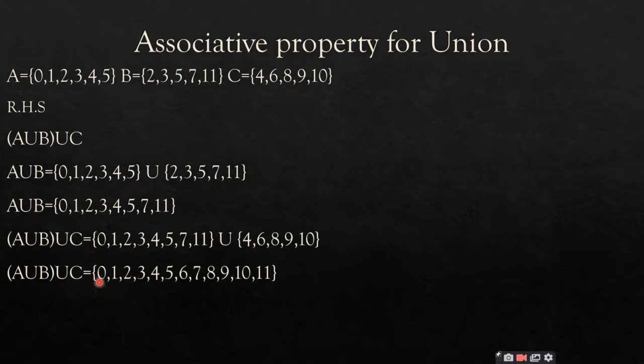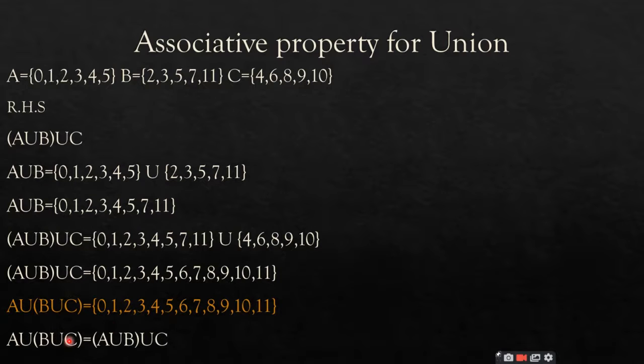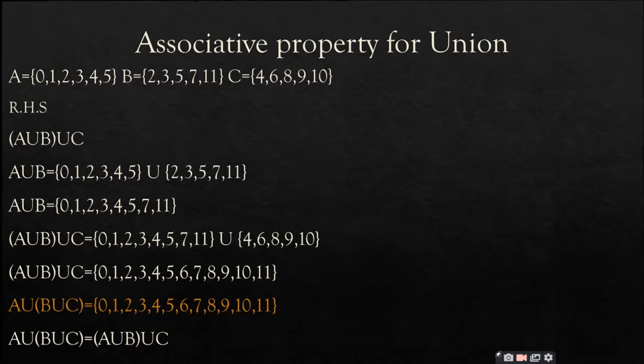And when we find their union, the answer is 0, 1, 2, 3, 4, 5, 6, 7, 8, 9, 10, 11. Set of numbers. The answer of the left hand side is the same, you can see that both sides' answers are the same. So hence it is proved that A union B union C is equal to A union B union C. This is the associative property for union.